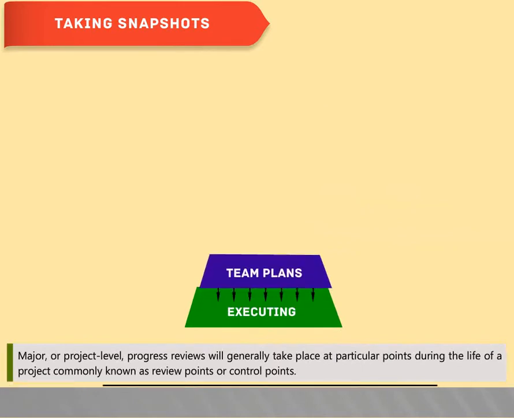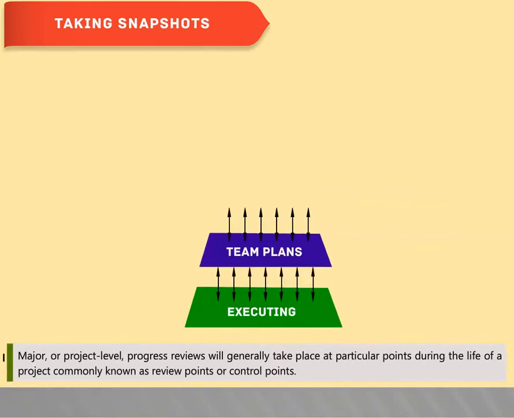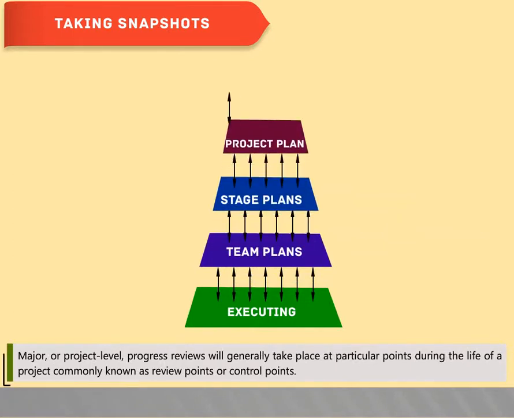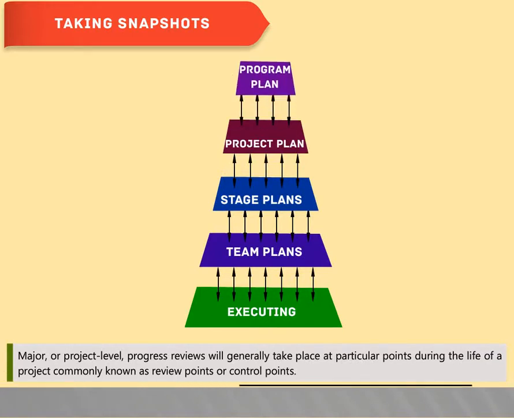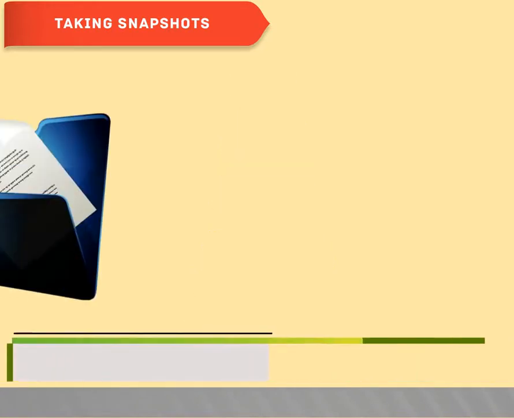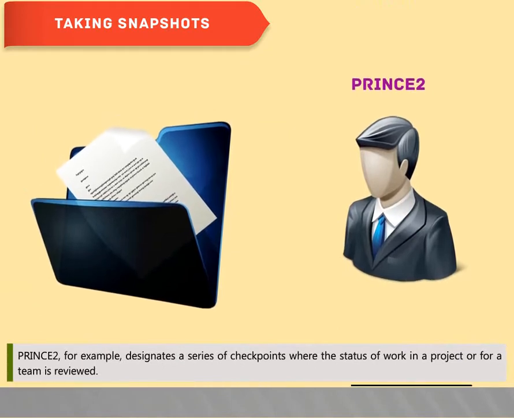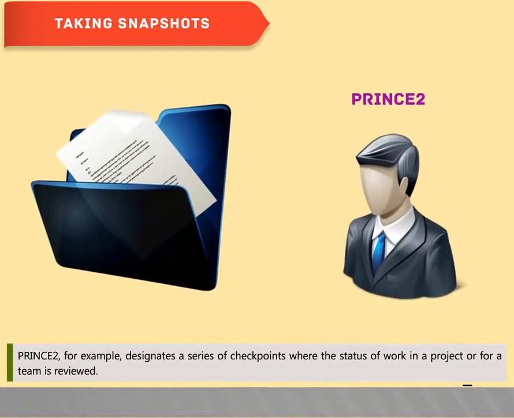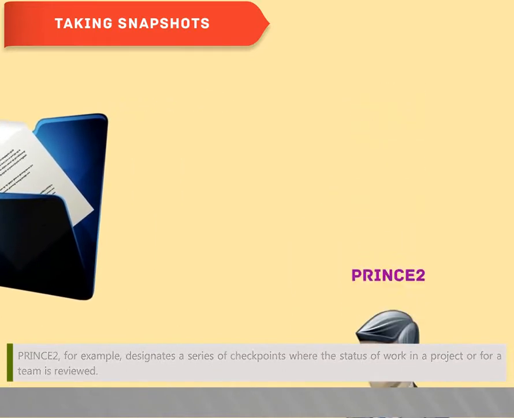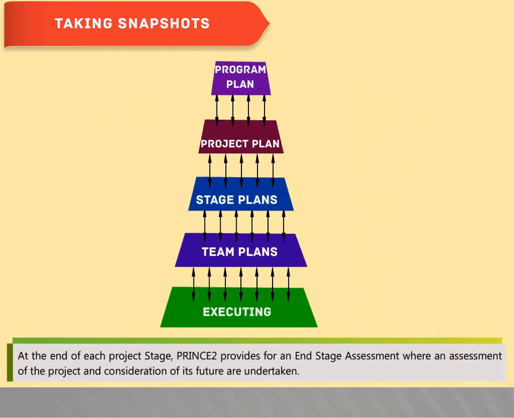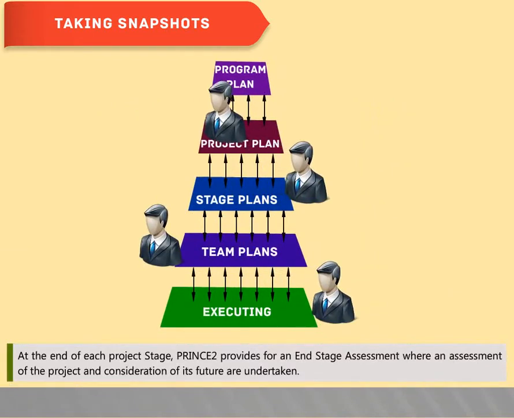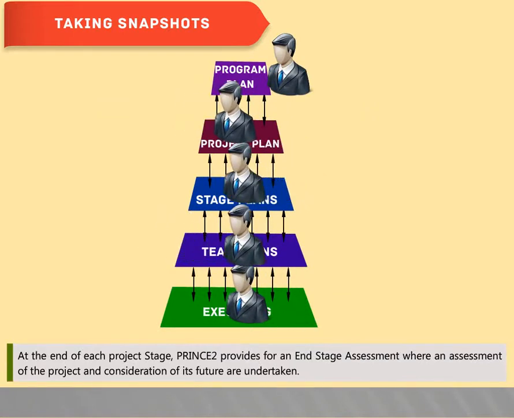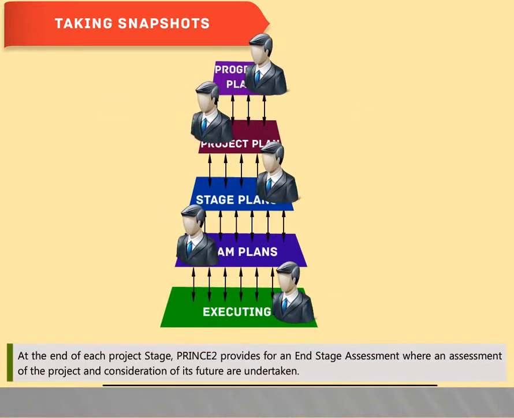Major or project level progress reviews will generally take place at particular points during the life of a project, commonly known as review points or control points. PRINCE2, for example, designates a series of checkpoints where the status of work in a project or for a team is reviewed. At the end of each project stage, PRINCE2 provides for an end stage assessment where an assessment of the project and consideration of its future are undertaken.